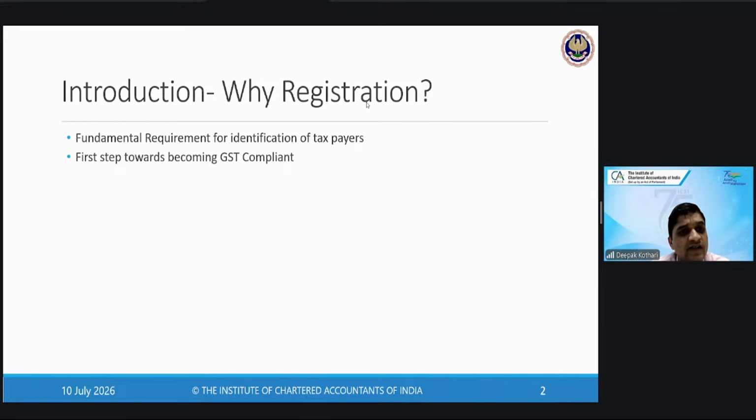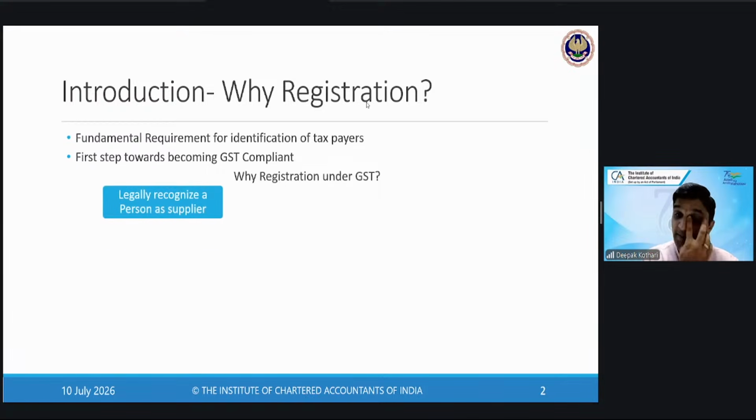Second, it's the first step towards GST compliance. To become compliant, you will have to register. That is when your compliance starts. You will file the returns and other things, which is also compliance, but the first step before doing all of that is to register. That also is one step towards a good compliance approach.